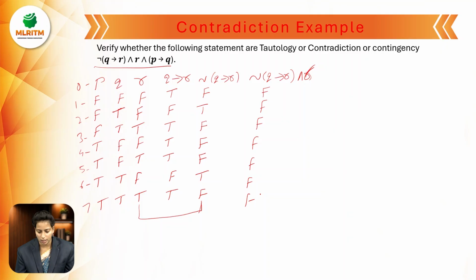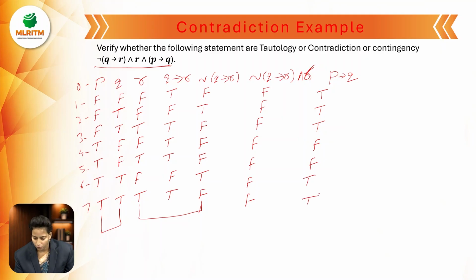Okay? Next. So, P implies Q. Apply the conditional truth table in between P and Q. So, true, true, true, false, false, true, true.